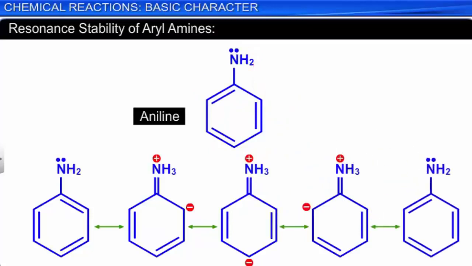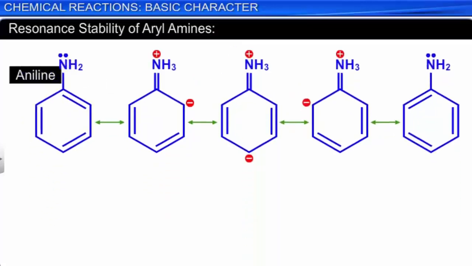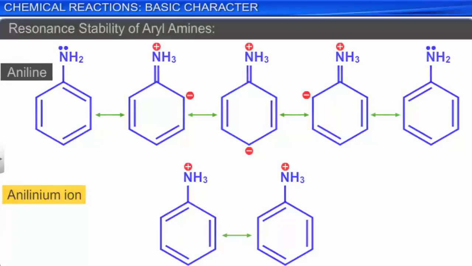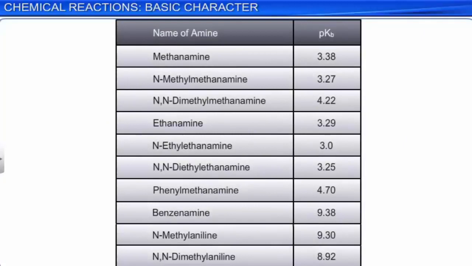On the other hand, the protonated aniline or anilinium ion, obtained by accepting a proton, can have fewer resonance structures than aniline. You know that the greater the number of resonance structures, the greater is the stability. Thus, aniline is more stable than the anilinium ion. Hence, the proton acceptability or basic nature of aniline or other aromatic amines would be less than ammonia.